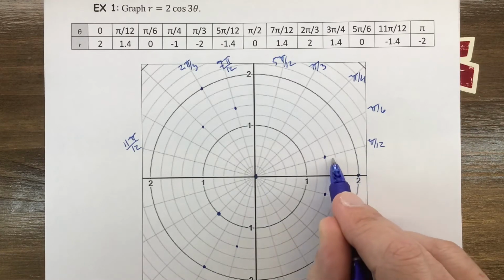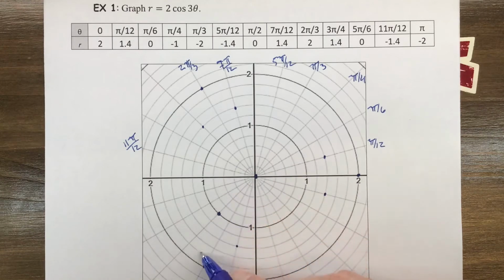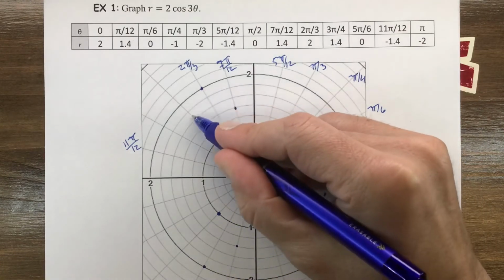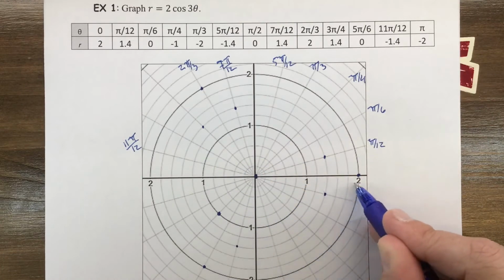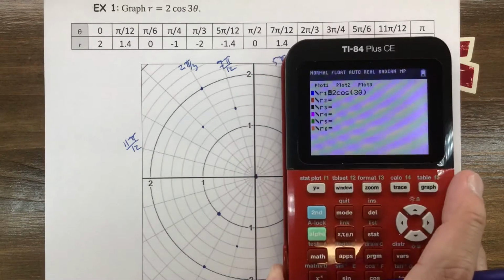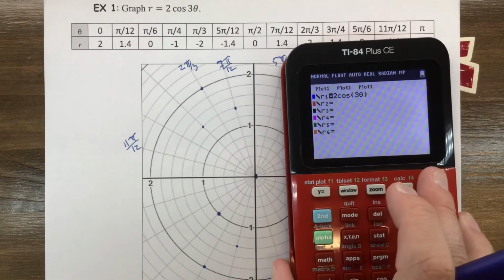We started here, it comes around and through, back through the origin, and here, and then back around, and those will be your 3 petals. All right, let's go ahead and verify it in the calculator just to see that this is true. All right, so we got 2 cosine 3 theta.